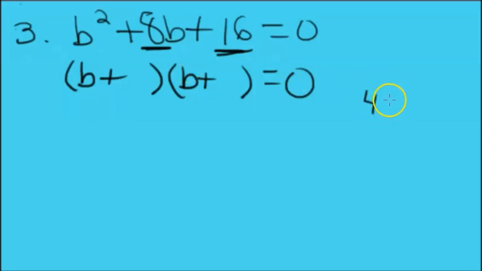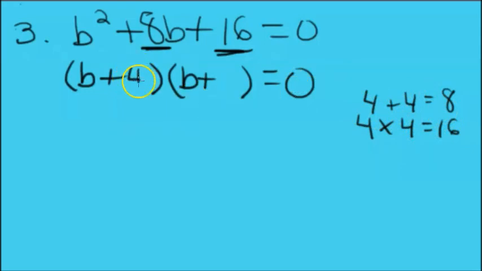4 plus 4 is going to equal 8. 4 times 4 is going to equal 16. Well, that's both of our coefficients on these two. So that could work. So we'll put 4 here and 4 here. Let's double check to make sure it's right.